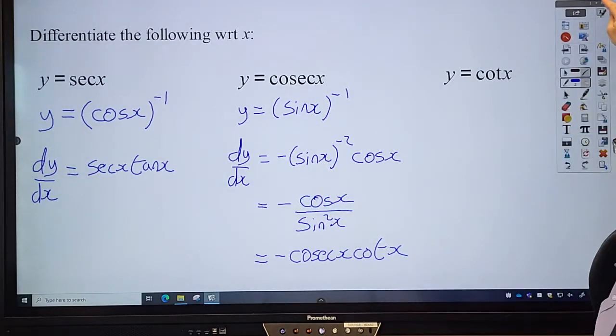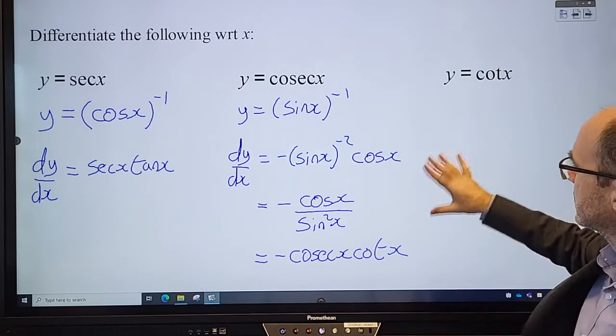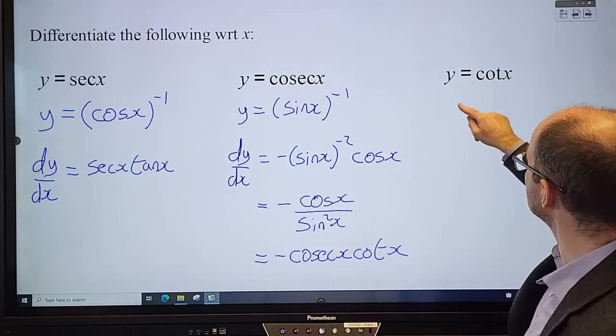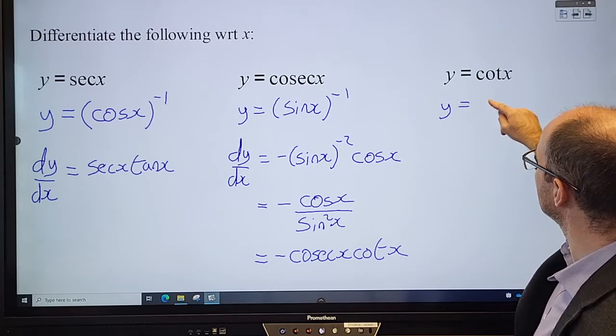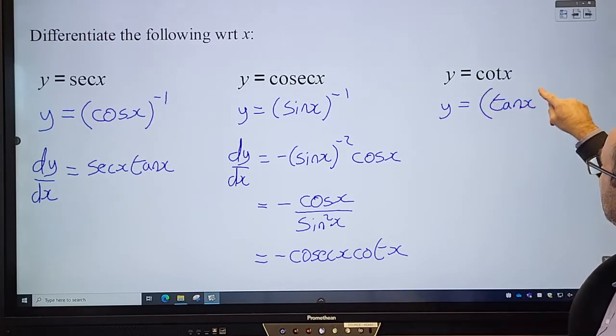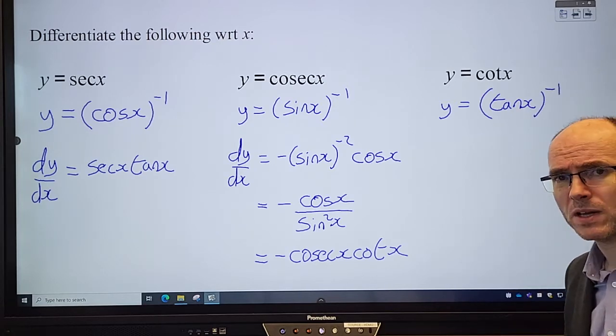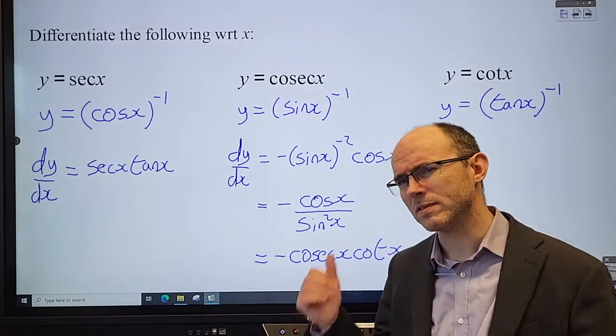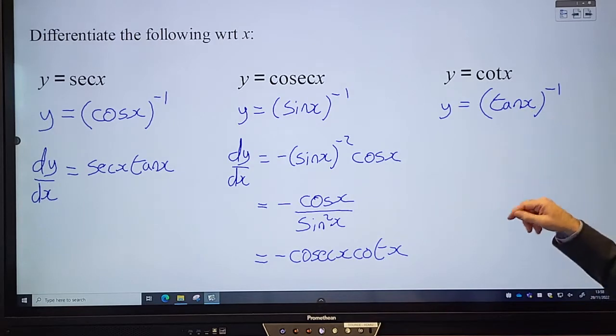I've left myself space for this one, so I can actually keep that there without erasing it. Like this one, you can do one of two ways. What I'm going to do is, just to be consistent with my work on the board here, write it as tan x to the power of -1. I'll explain the other way once I've done this. Okay, so tan x to the power of -1.